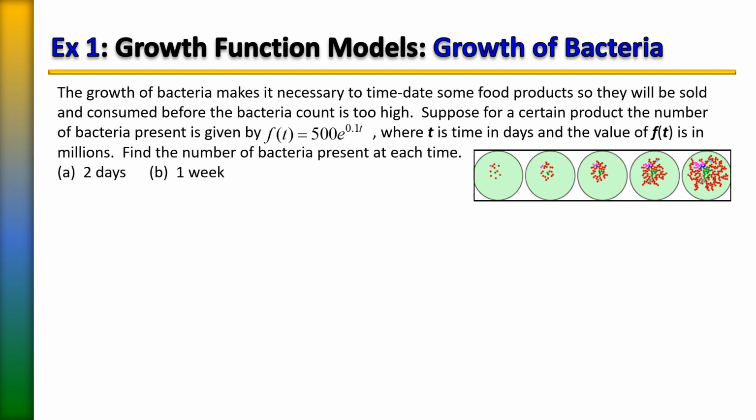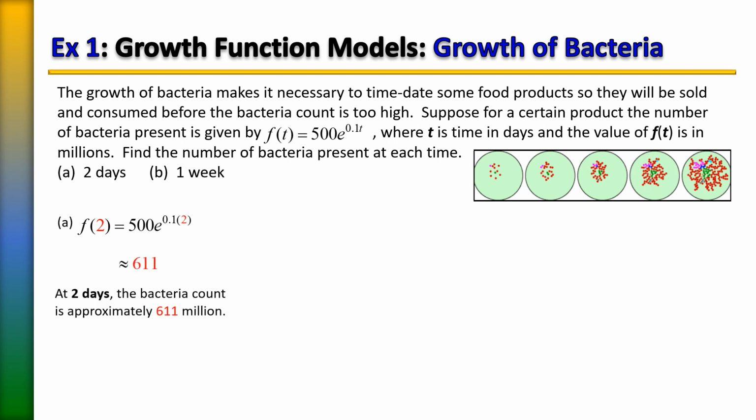So we want to find the bacteria count that is present after 2 days. So all we have to do, the formula is given to us, is just plug in a 2 in place of t for time and do the math. Now this is something you're going to have to use a scientific calculator or graphing calculator for. So you'll press 500, then press the e key and raise it to the 0.1 times 2 and press enter. And what you should get is approximately 611, and this is in millions. So after 2 days, the bacteria count is approximately 611 million.